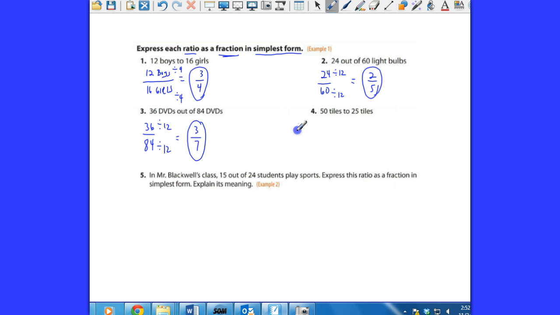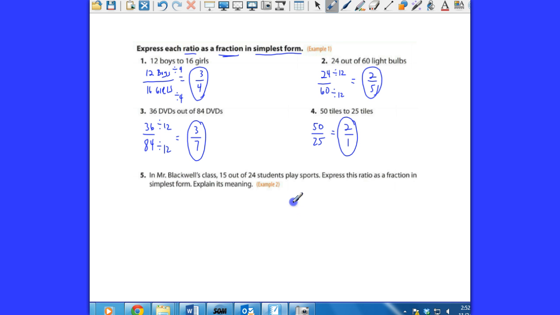Okay, number 4, 50 tiles to 25 tiles. 50 out of 25, that's a really easy one. Hopefully you see they're both divisible by 25. 25 goes into 50 twice and into 25 once. It's 2 out of 1, 2 to 1.